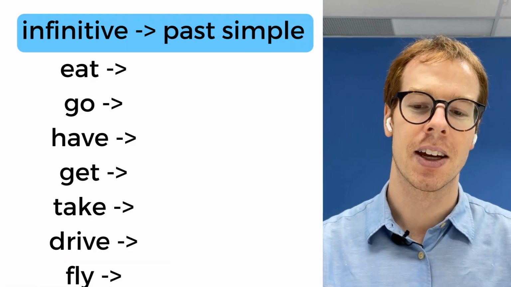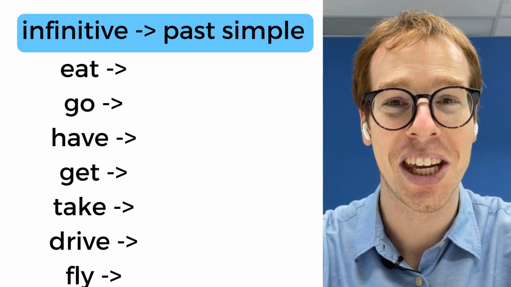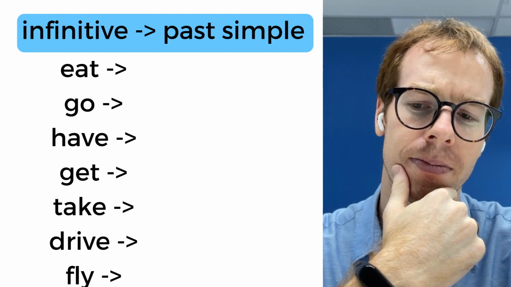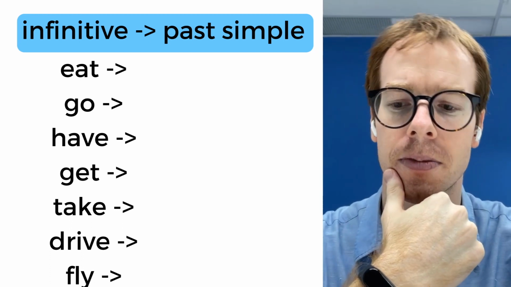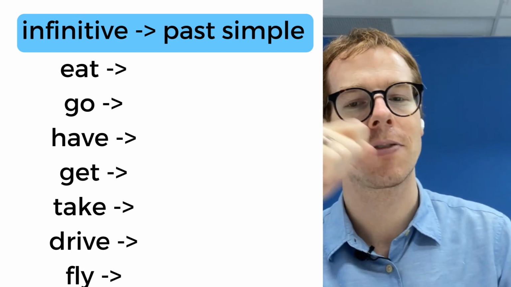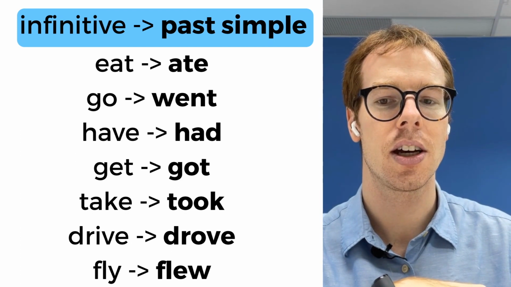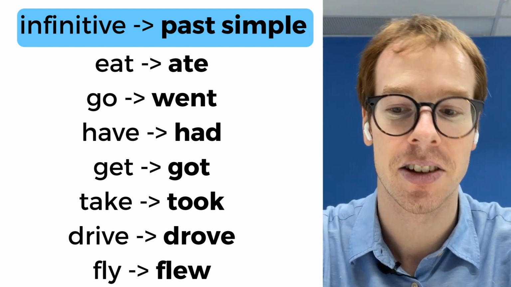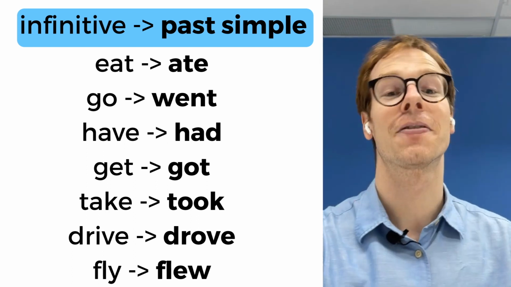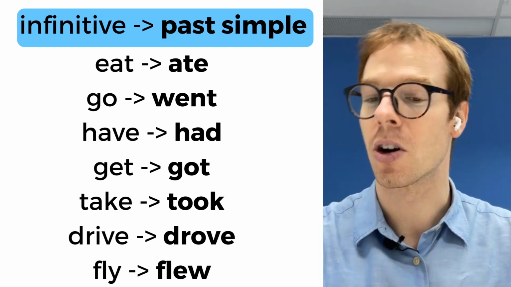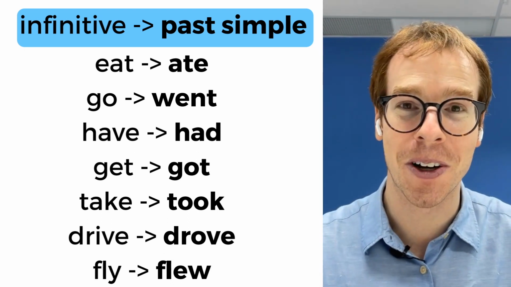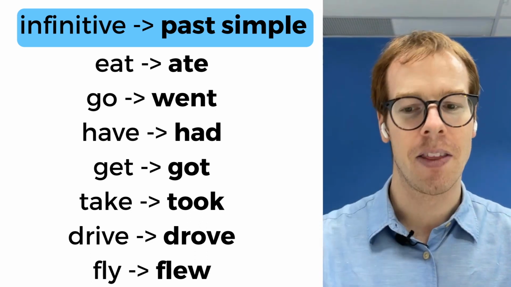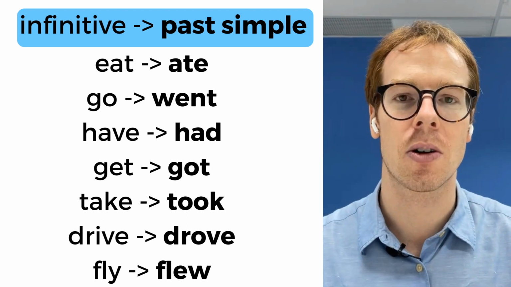Easy peasy, right? Do you know all of the past simple for these words? Take a second. Eat, go, have. Got it? Let's see if you were right. Eat changes to ate. Go, went, have, had, get, got. Take, took, drive, drove, fly, flew. That's our past simple. So if you don't know these, check the back of your book. These are called irregular verbs in the past simple. Very important, but that's our past simple. Use it when you tell a story.